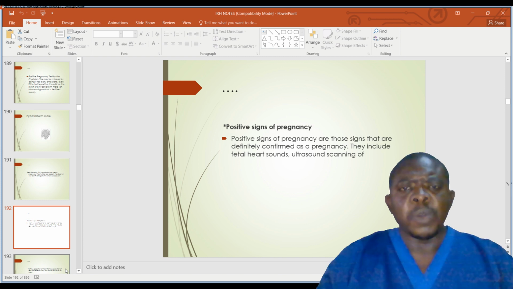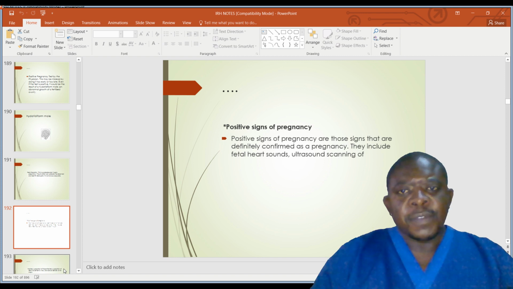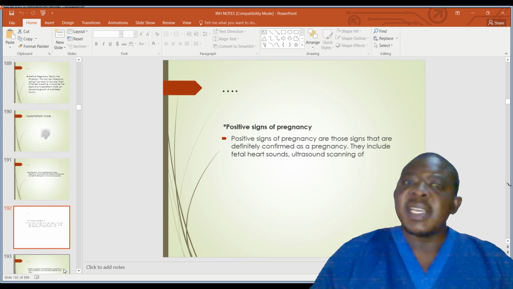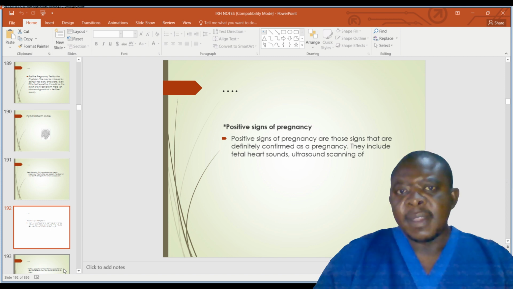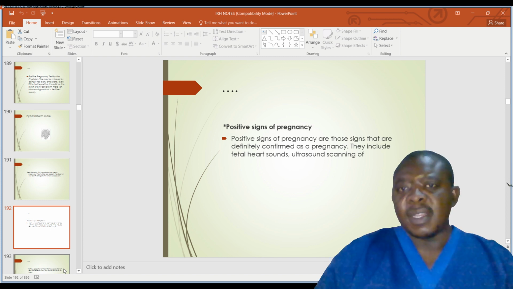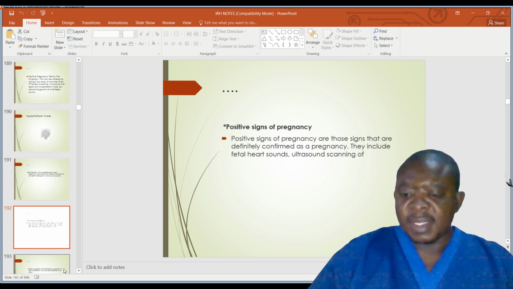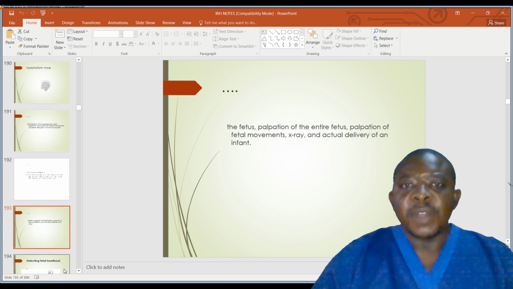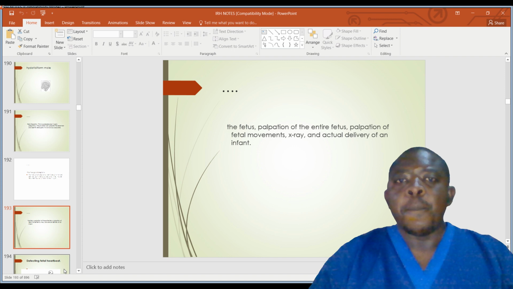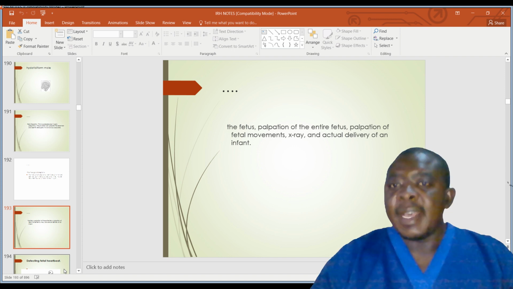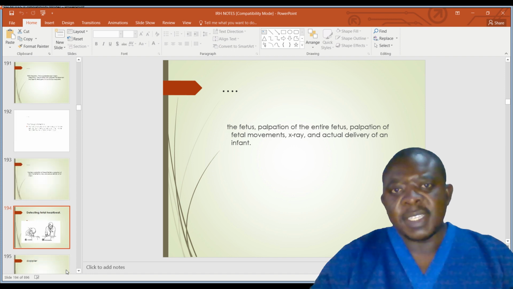What would be the positive sign that there is a pregnancy? Positive signs of pregnancy are those signs that are definitely confirming a pregnancy. They include the fetal heart sounds, ultrasound scanning of the fetus, palpation of the entire fetus, palpation of fetal movements, X-ray, and actual delivery of the infant.